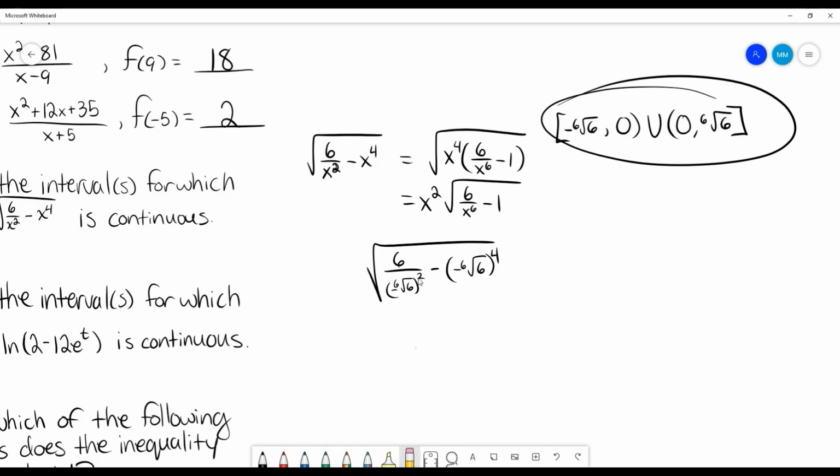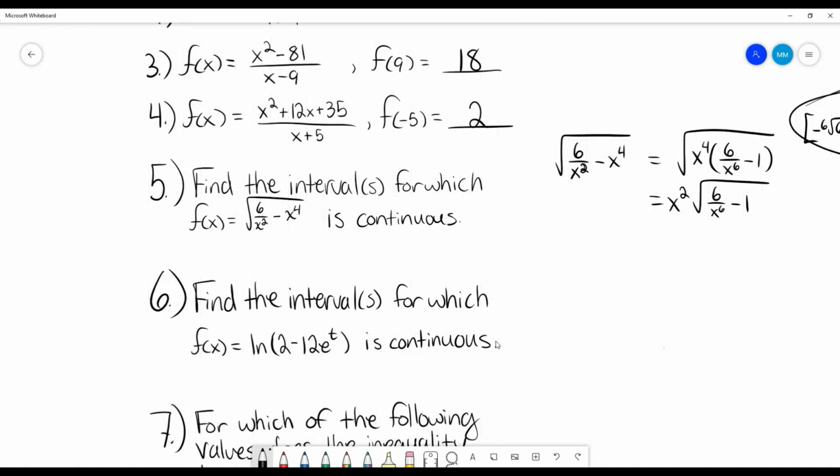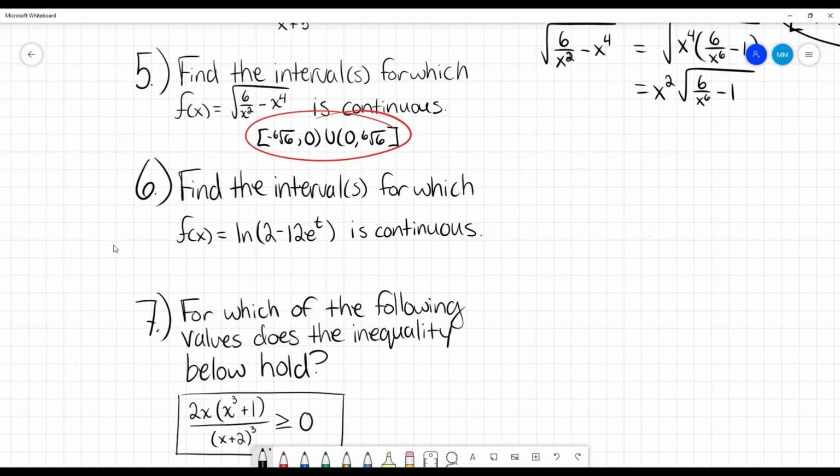So that just confirms that this is our domain set. And I'll write that over here. So it includes this up to 0, and then from 0 up to, and including, this. That is our domain. It's the interval for which it is continuous.